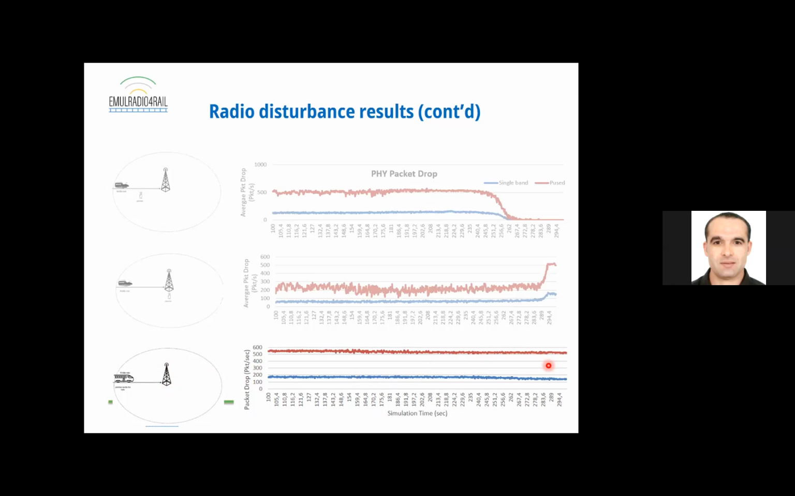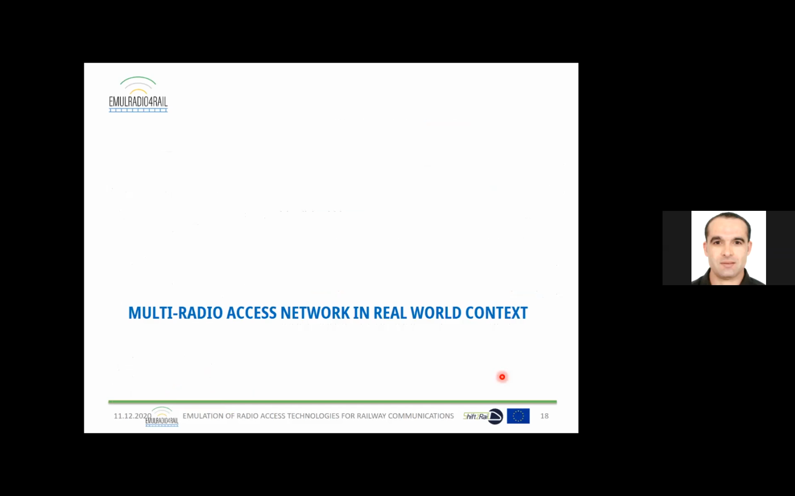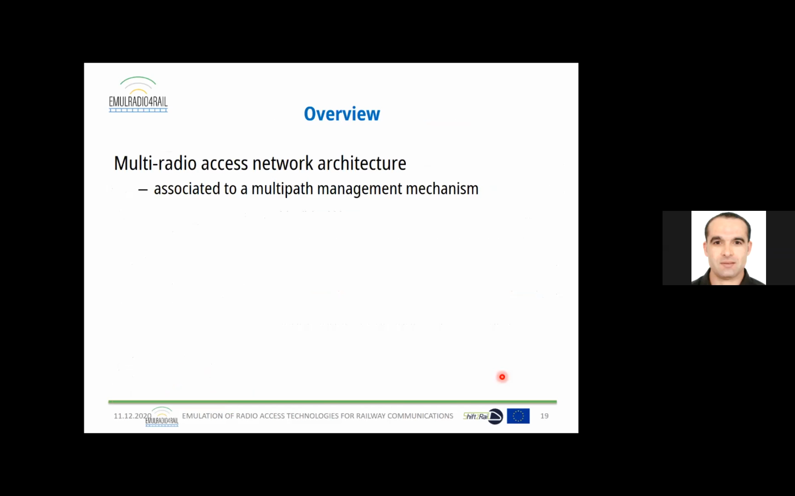And here the jammer is in a fixed position regarding the train antennas, so the impact of the jammer disturbances remains constant during all the trajectory. So as a final part of this work, we are interested in multi-radio access network technology, network architecture in a real-world context. So here we considered a multi-radio access network architecture associated to a multipath management mechanism.